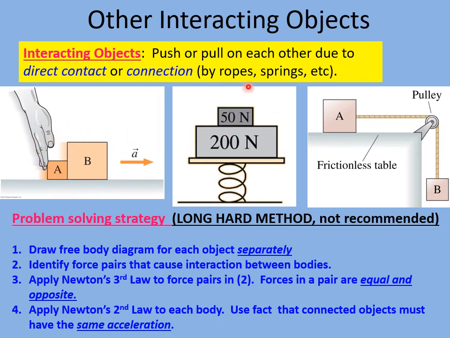This one here, we won't be working on this one, but you can see that these two objects are sitting on top of each other, connected by a spring down here. So your book, again, explains how to solve interacting object problems, and it explains it using the long, hard method, which I don't recommend at all. These are the steps here. Let me show you the shorter, much quicker method.